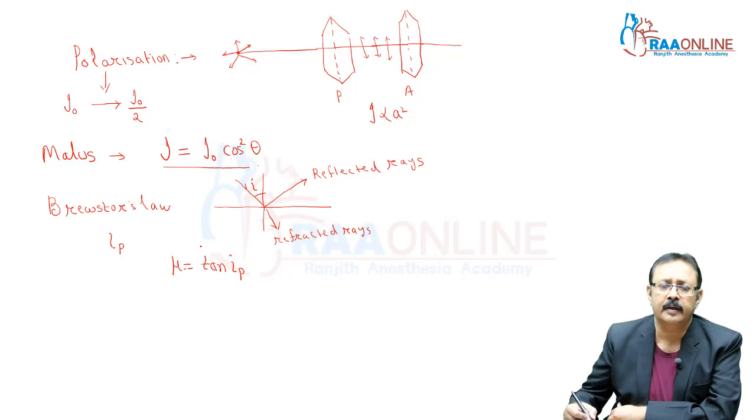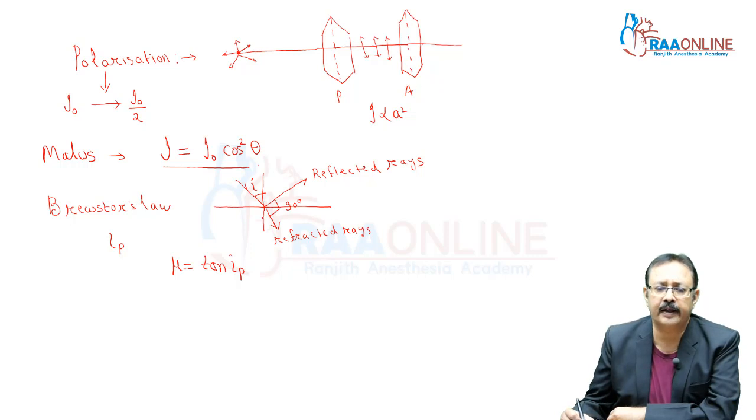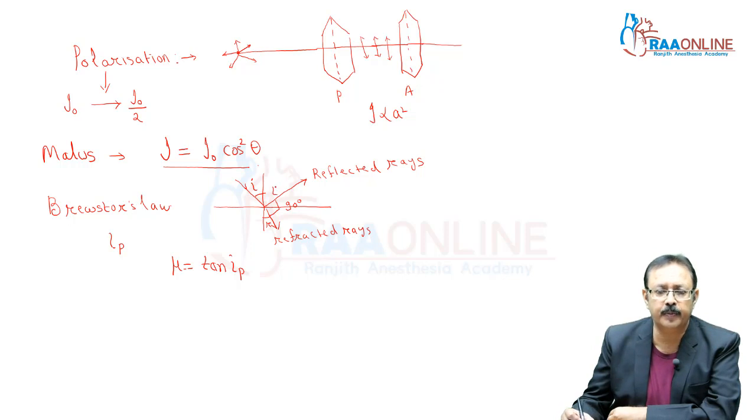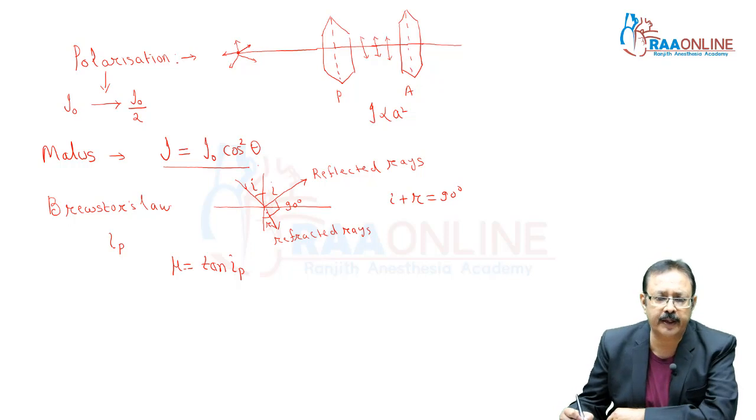From where did he get this formula? At the time of polarization, reflected rays and refracted rays are mutually perpendicular. If this angle is R, this is 90, and the total is 180, so it should be 90 minus R. Or you know that the angle of incidence and angle of reflection are equal. If this is I, it should be I. So now you get the result: I plus R should be 90 degrees, because the total angle is 180 and one portion is 90, so the sum of the remaining two should be 90.